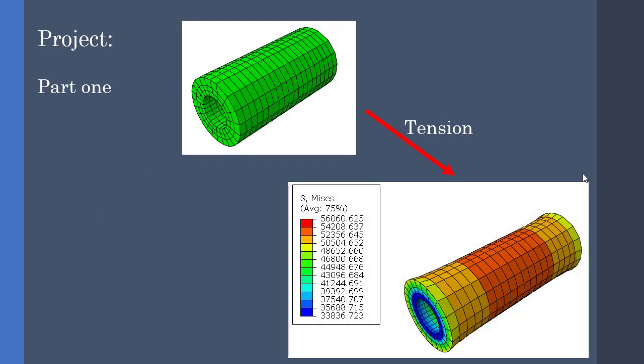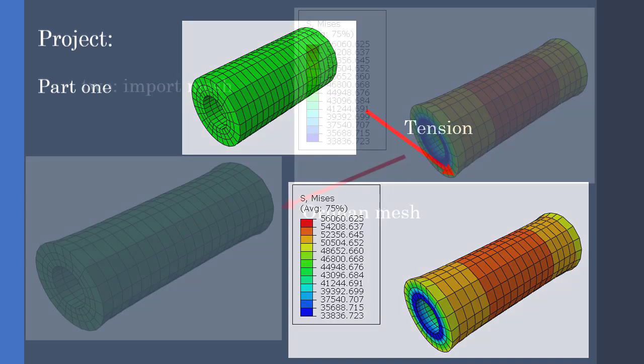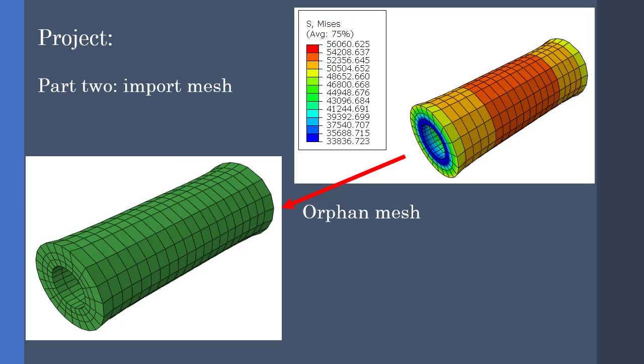Assume that we have a cylinder that is under tension. We decide to change the meshing to triangular. Since we want to continue the new analysis with a new mesh, we have to import the deformed state. We know that Abaqus imports the orphan mesh, which is by default unchangeable.